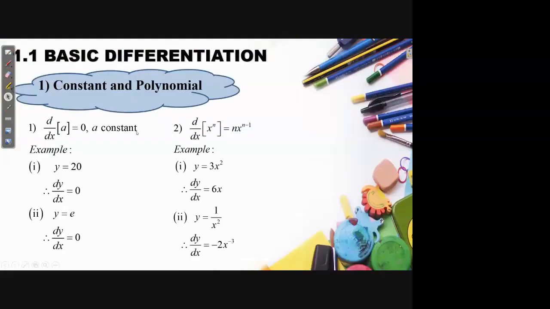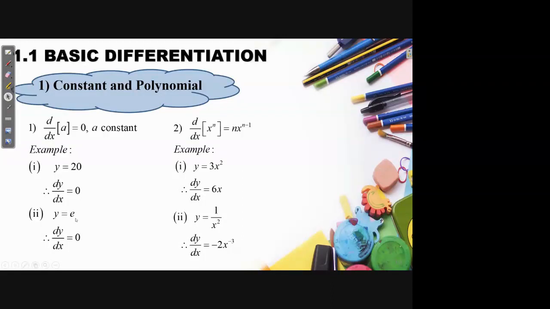Okay, let's move to basic differentiation. First, constants and polynomials. How do we differentiate a constant or a polynomial? We know that differentiating a constant is actually 0, where a is a constant. So for example, when y equals 20, differentiating this equation gives 0. So dy/dx is 0.